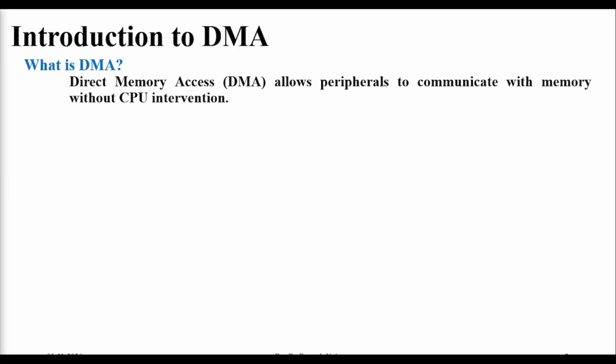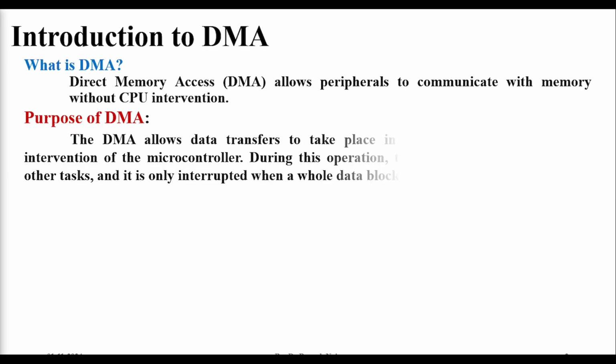Basically, the DMA, or direct memory access peripheral, allows different peripherals inside the microcontroller to communicate with memory or vice versa without CPU intervention. This is the most important part: for communication or data transfer between memory and peripherals, the CPU's intervention is avoided when we use DMA.